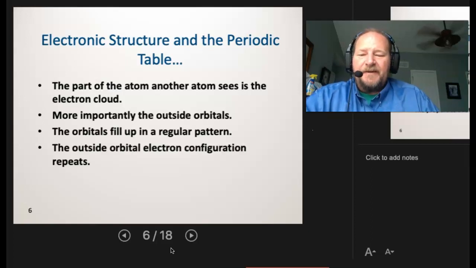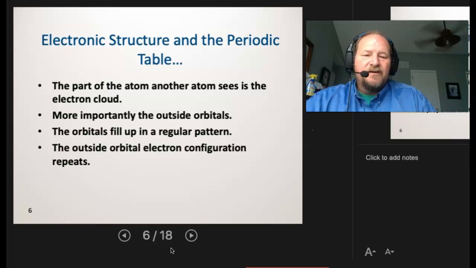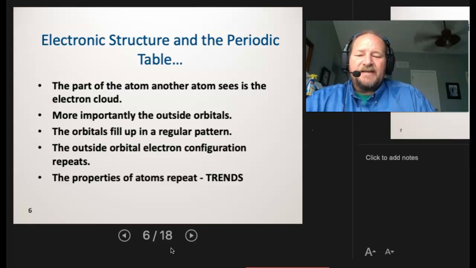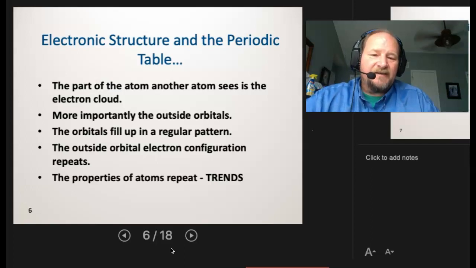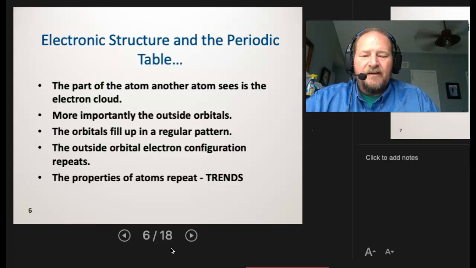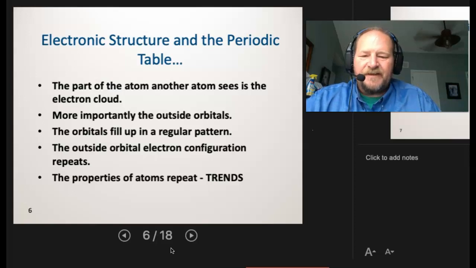The other thing that's going to happen is, since those things are doing that by pattern, the reactivities are going to have the same patterns. Atomic size is going to have the same pattern, right? And so that's what we're going to look at next. We're going to look at size, and then we're going to look at ionization energy, which is basically reactivity.